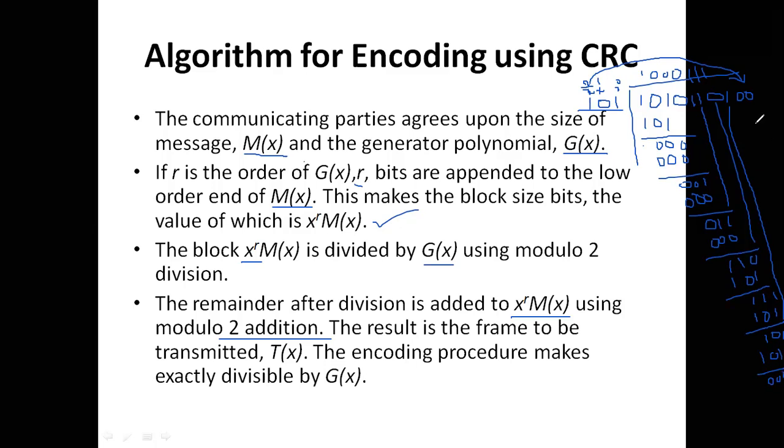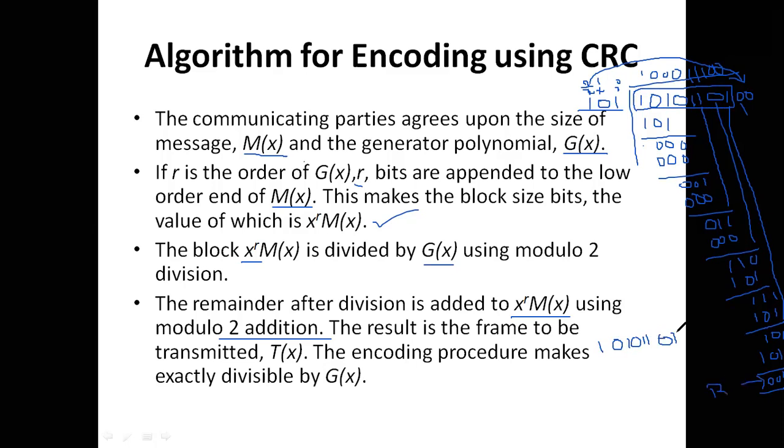0 0 0. Again, if you make these two zeros, we have to put it like this. So finally, what is the remainder here? 0 0 0. That remainder we have to add to this message. So this is the actual message, 1 0 1 0 1 1 0 1. With this message we have to add this remainder.